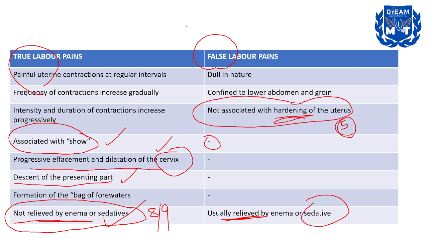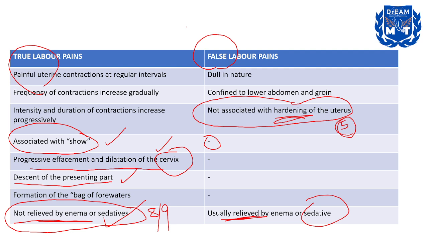So these are the most important differences. This is important in clinical practice so that we can prevent preterm deliveries. If you cannot identify false labor pain, you might induce labor and end up with a preterm delivery. That's why we should have a very clear idea about true and false labor pains.